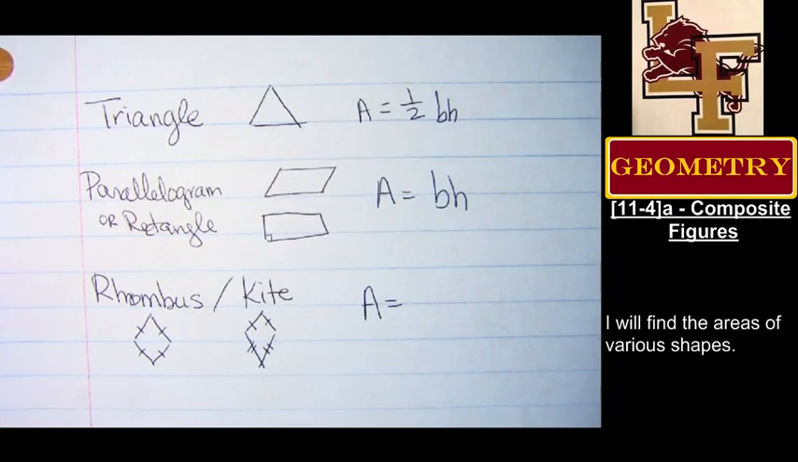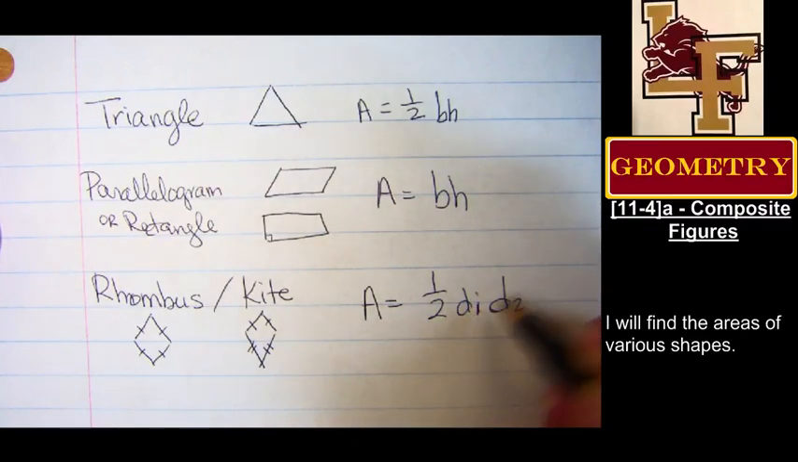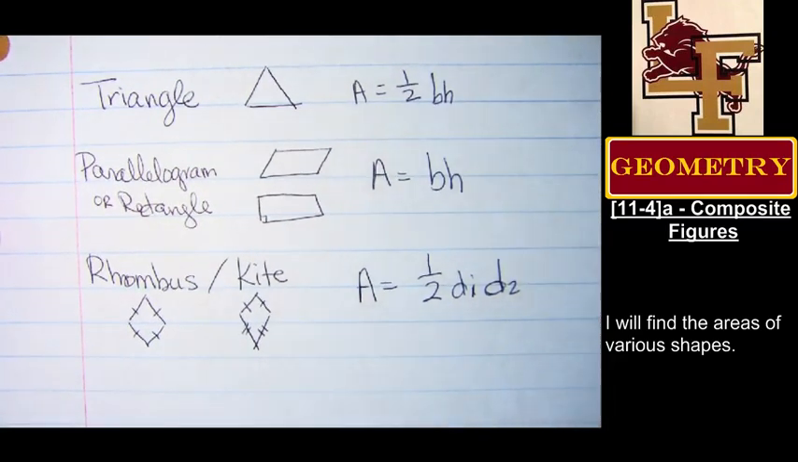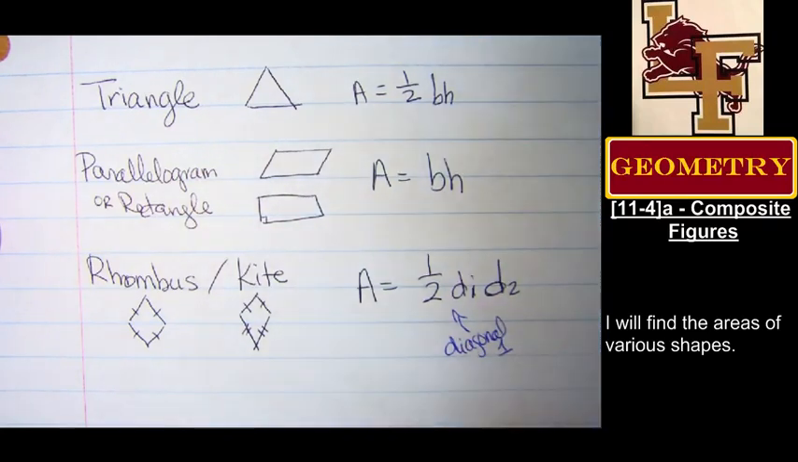What's the formula for area of a kite? Half times diagonal 1 times diagonal 2. That's a 1, not an I. I know I put a dot, I'm sorry. So remember that this is diagonal 1 and this is diagonal 2.